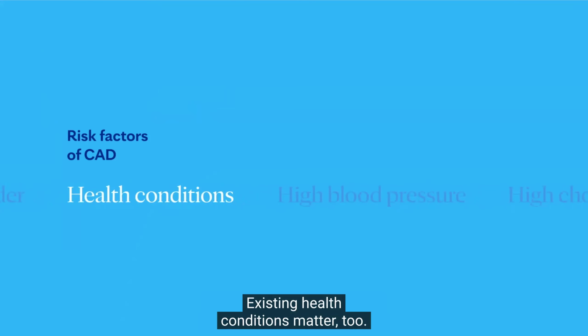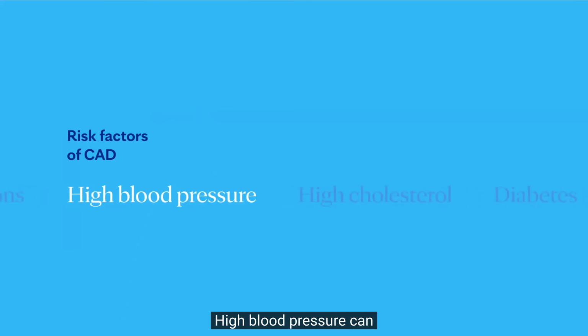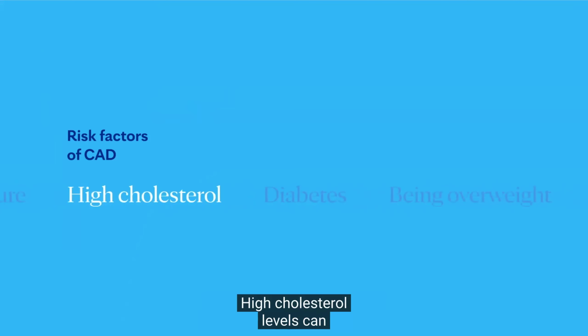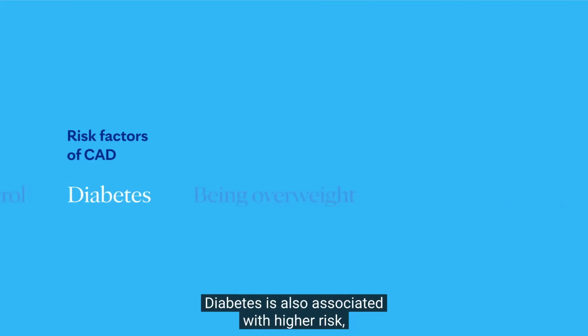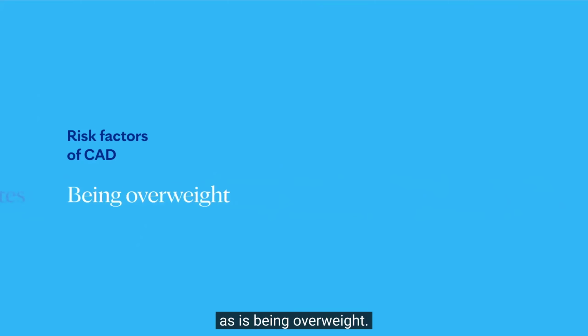Existing health conditions matter too. High blood pressure can thicken your arteries, narrowing your blood flow. High cholesterol levels can increase the rate of plaque buildup. Diabetes is also associated with higher risk, as is being overweight.